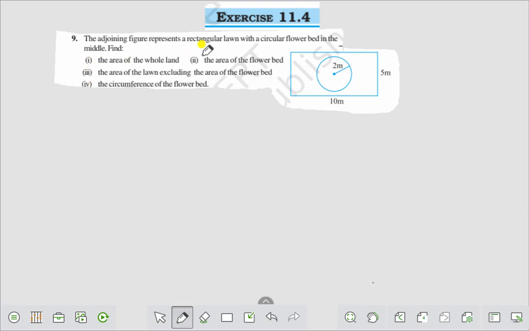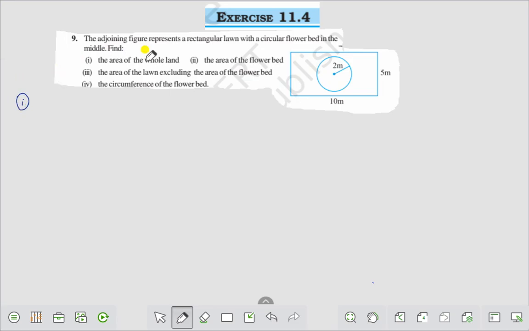Hello everyone. Today we shall discuss exercise 11.4 question number 9. The adjoining figure represents a rectangular lawn with a circular bed in the middle. This is a circular bed. Find the area of the whole land, the area of the flower bed, the area of the lawn excluding the area of the flower bed, and the circumference of the flower bed.